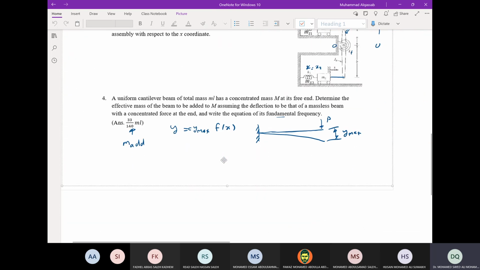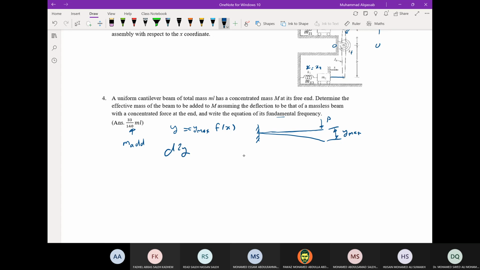Number 4 is about a cantilever beam. Then you have to assume a deflection shape. It is already mentioned that we have to use the deflection of a cantilever beam under a concentrated force at the endpoint, which is at X equal to L. You can find the deflection from the equation d squared y by dx squared equal to M over EI, or from one of the textbooks.